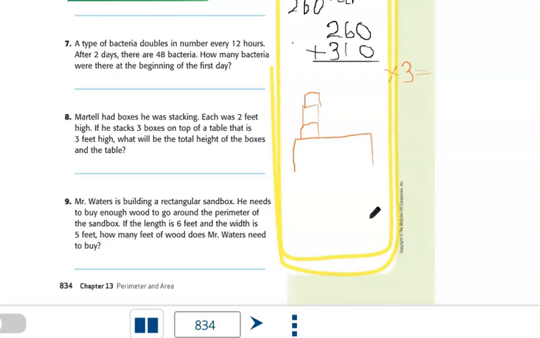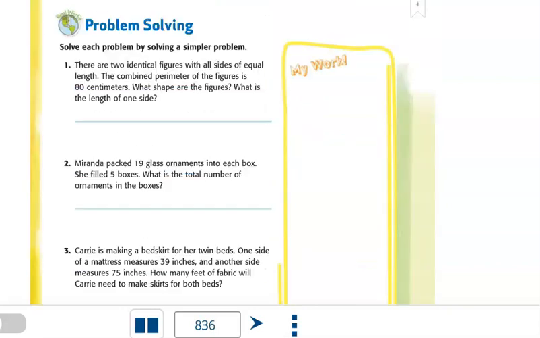And if you haven't already spent your hour, you're going to be looking at the back of the homework. And there are 2 identical figures with all sides of equal length. And I'm just going to mark that for you because that's going to be a key piece of information you're going to need to figure out the question. The combined perimeter of all of the figures is 80 centimeters. What shape are the figures? What is the length of one side?